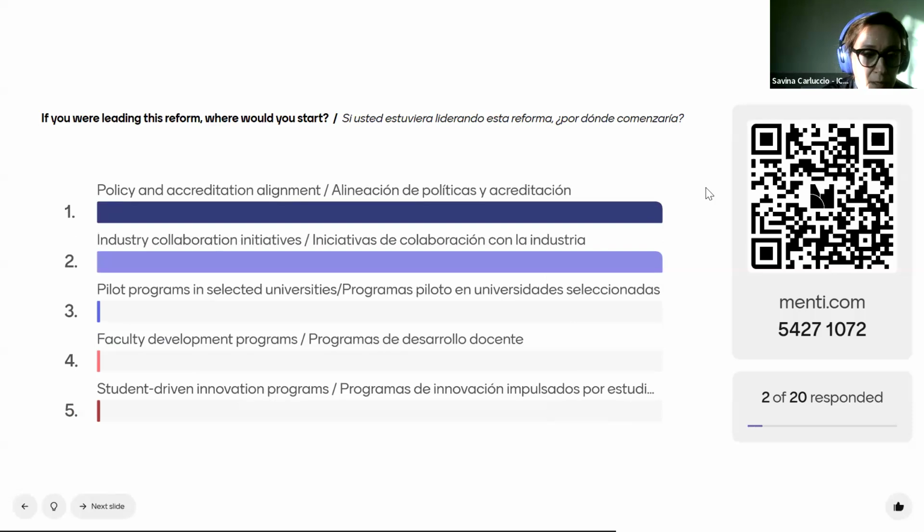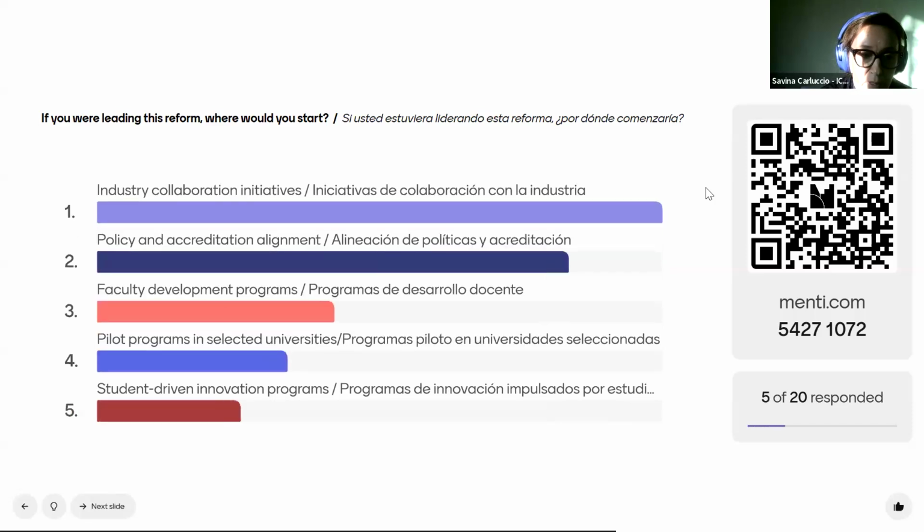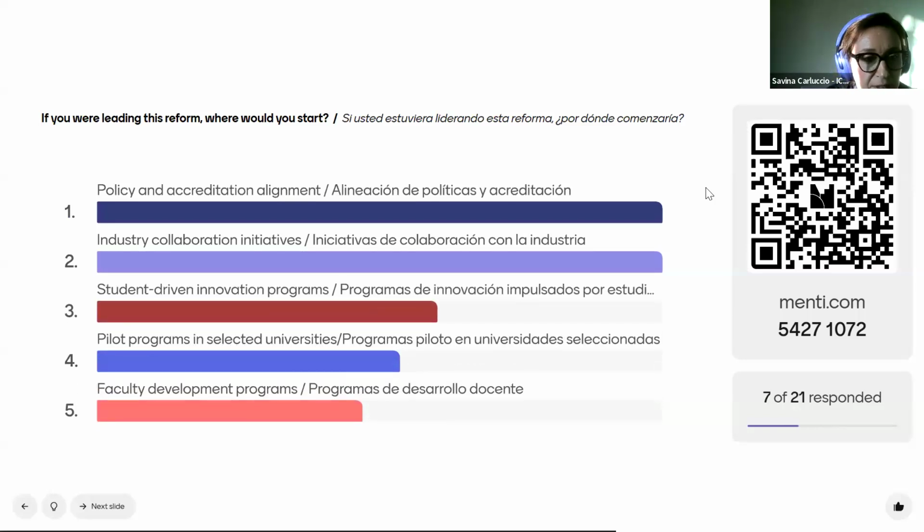Student-driven innovation programs. That's something that perhaps students are mostly interested in and would be happier to engage with. Pilot program, no, it's moving, so I can't. Policy and accreditation alignment.